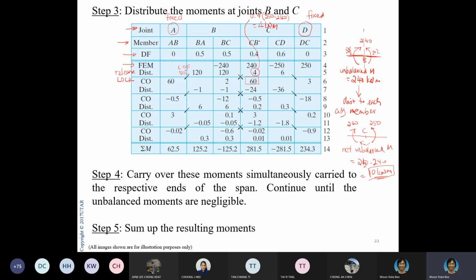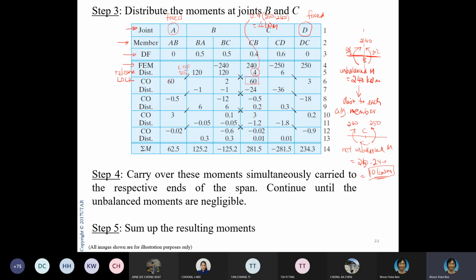Similarly with CB. Member CB, I need to look at B. Joint B, I locked it already. So when I lock it, it is fixed. So I need to carry over 50%, which is 2. Same thing with CD. So you go one by one. Every member, on the same line, you go right across. When you have CD, you have a moment of 6. You're going to have to carry over to D if D is fixed. D is fixed, so I carry over 50%. So 6 divided by 2 is 3.